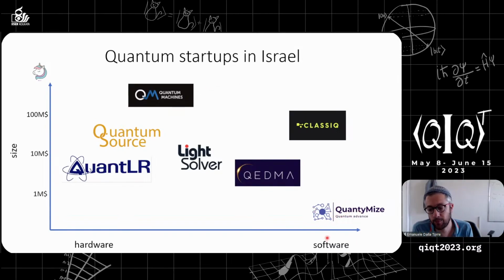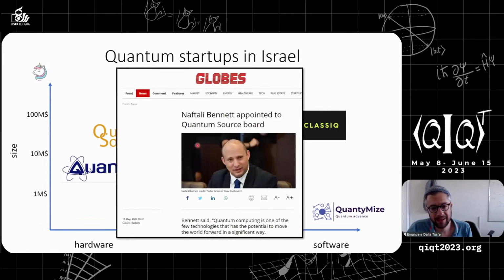And here is Quantimize. Quantimize is actually the company I'm establishing with my colleagues. Actually, our funding is 0. So on the logarithmic scale, it would be at minus infinity. But anyway, I'm not sure if you saw in the news, but the former Prime Minister, Naftali Bennett, got into quantum technologies. He has some startup background, and he joined the board of Quantum Source, a quantum technology company. Bennett said, quantum computing is one of the few technologies that has the potential to move the world forward in a significant way. So he really likes quantum computers, and we like people who like quantum computers. We like Naftali Bennett, although he retired from politics because, well, people now have other preferences.